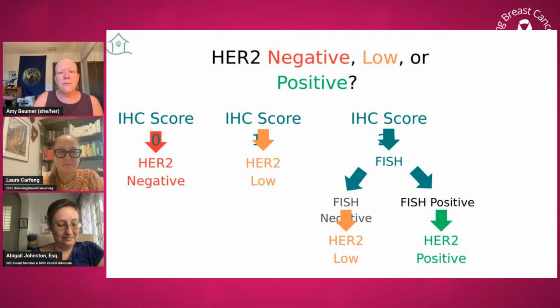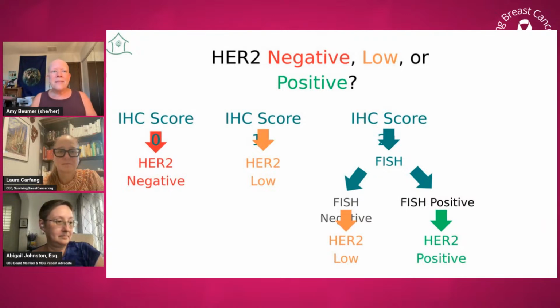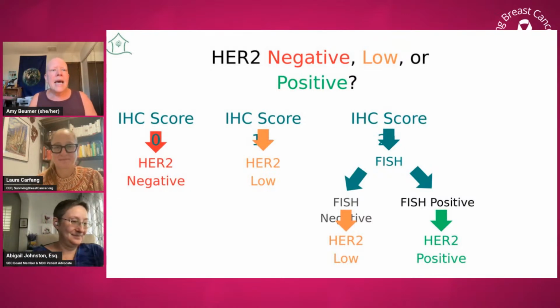Again, I'm sorry for the way this transferred, but if your IHC score is 2+, then your cancer could either be HER2 low or HER2 positive. And so they have to do another test. This test is called the FISH test, or the ISH test. That stands for in situ hybridization. We're not going to go into it.